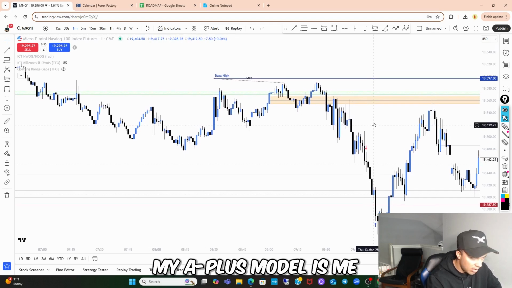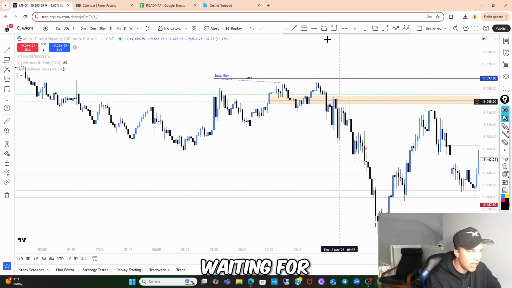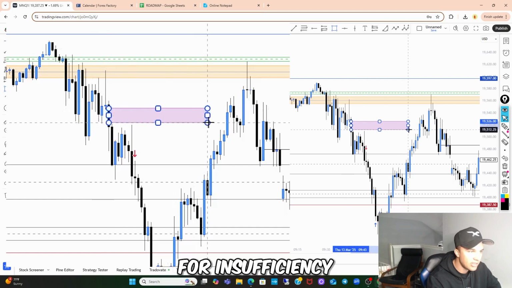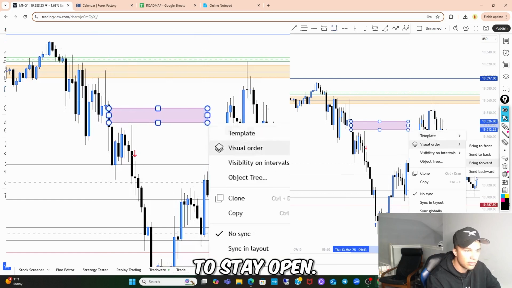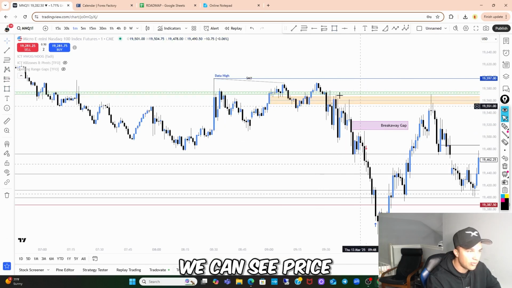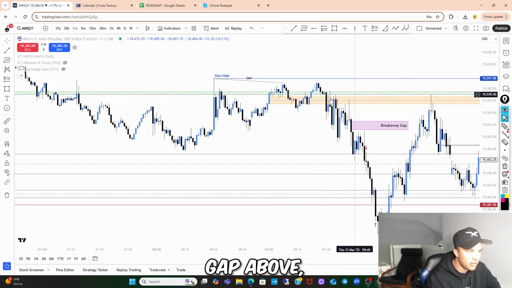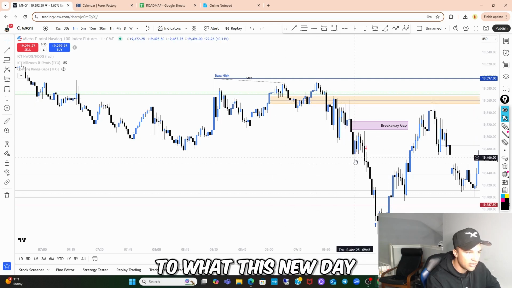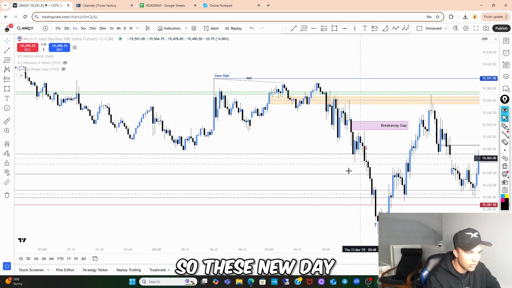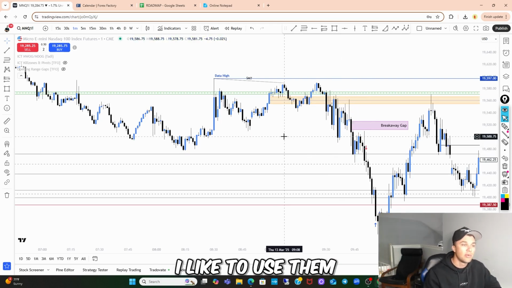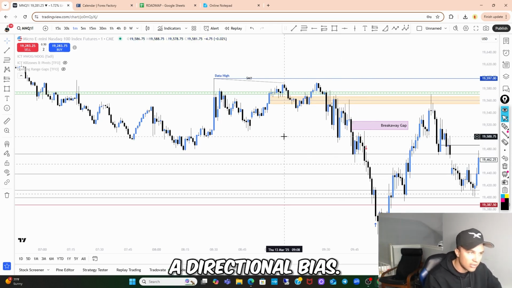My A+ model is me waiting for a breakaway gap, meaning that I like to wait for insufficiency to stay open. So when we have a sell side imbalance like this, first thing we can see is price respecting that new day opening gap above, respecting that inversion fair value gap. Now I have a little bit more confluence that we are respecting that. Then we see a little bit of displacement to what? This new day opening gap right here. So these new day opening gaps are insufficiency in the market. I like to use them to really build a directional bias.